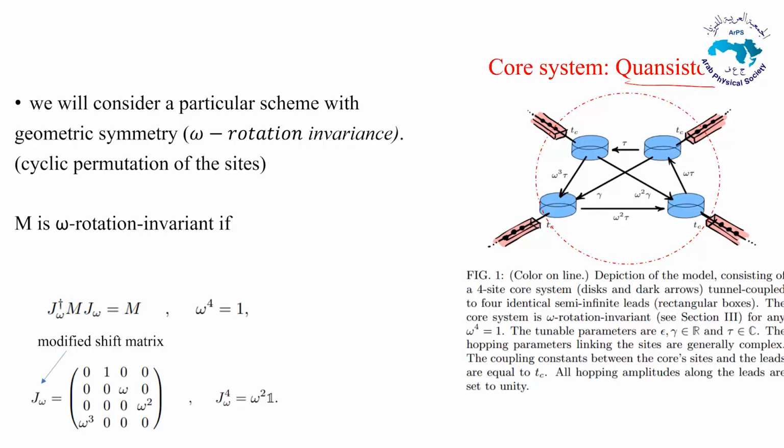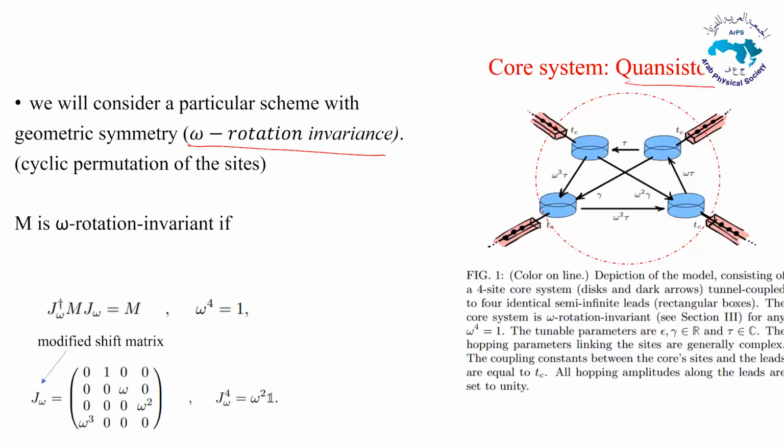So we will consider a particular scheme with geometric symmetry. Suppose that you have a symmetry, which is a rotation. If the system has the same parameters here, if you rotate by 90 degrees, 180 degrees, 270 degrees, 360 degrees, we have 4 possibilities. In that sense, you will not notice the difference if the system is exactly the same. We call this omega rotation invariance, with omega indicating the angle, if you want.